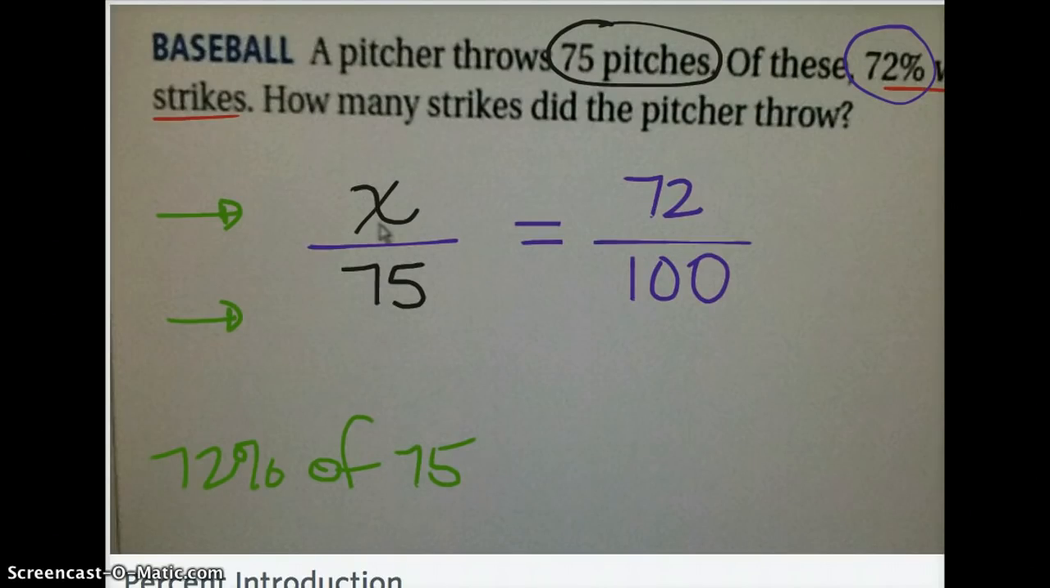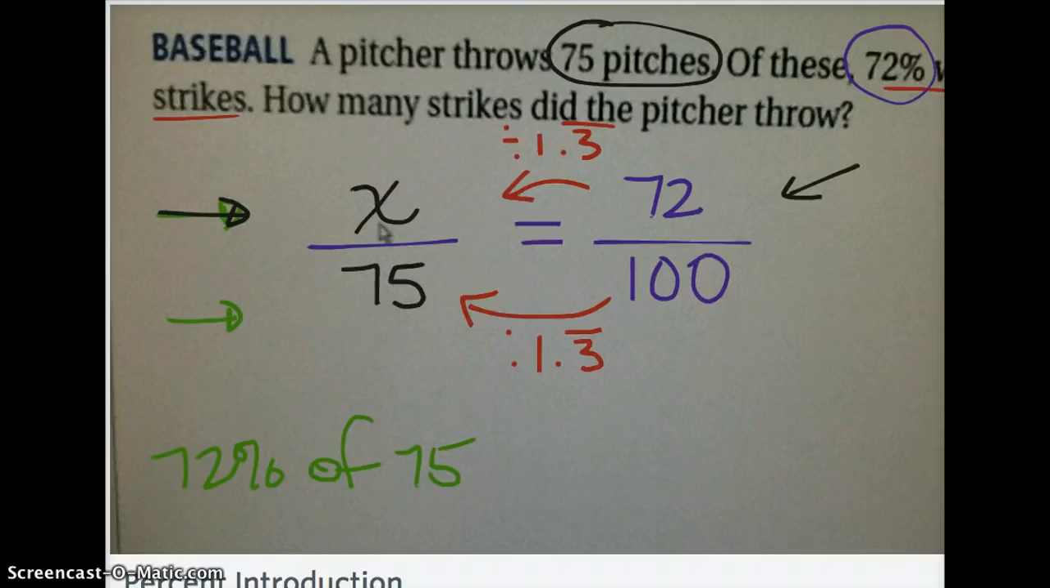Now, I want to find the part that were strikes. The 72% that were strikes. That's why it's lined up across from it. We know how to solve this. We've done these before, so you can decide, do I want to go across or up and down? You guys can grab your calculator if you have one. Looks like neither way is real easy, but I can go from 100 to 75, which is divided by 1.3 repeating. So I'm going to do 72 divided by 1.3 repeating, and I get 54. So my answer would be 54 were strikes out of the 75.